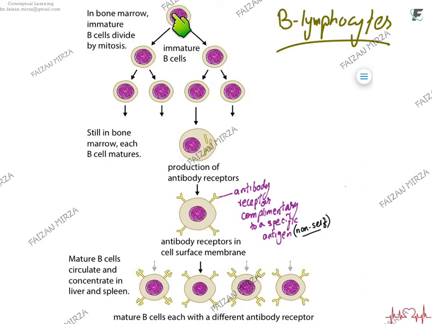You can see this bone marrow cell, this is the B lymphocyte, it is still immature. It divides to form immature B cells. The immature B cells undergo maturation, and while they are still in bone marrow, for example, let's consider this one cell. When it starts to mature, it will end up having antibody receptors on its surface, and these antibody receptors will be complementary to an antigen which they can encounter, and this antigen will be a non-self antigen against which they can evoke an immune response.